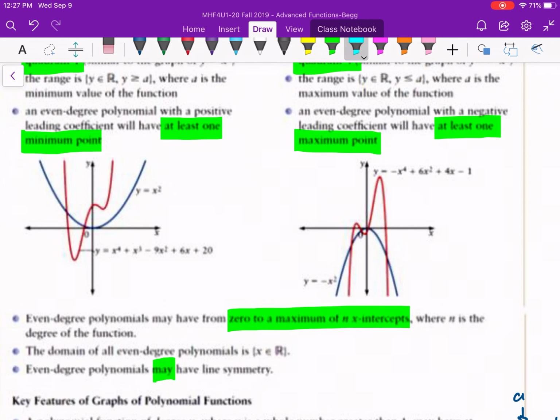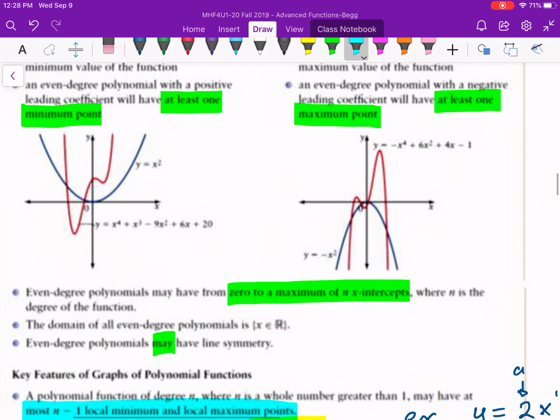Even degree polynomials may have from 0 to a maximum of n x-intercepts. As you've learned in the past, you don't have to cross the x-axis with a parabola. It could have its vertex, for example, above the x-axis and open upwards. So there can be 0 x-intercepts for an even degree function, and it can go up to n. Remember, n is the degree. So a parabola can have up to 2 x-intercepts. Degree 4 can have up to 4 x-intercepts because of the path it takes.